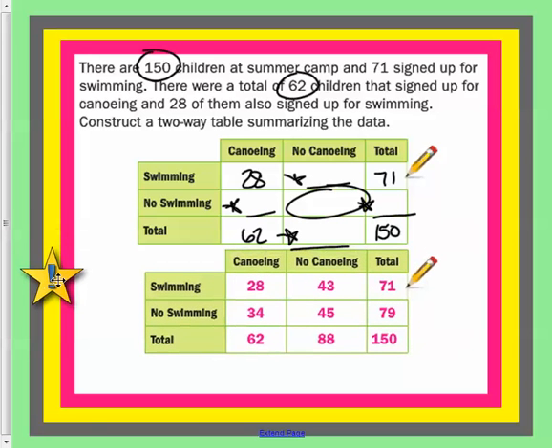Hopefully you did that, and these were the numbers you got. 43 here, 34 here, 88 here, 79 here. And you know that if you take 43 plus 45, you get 88.